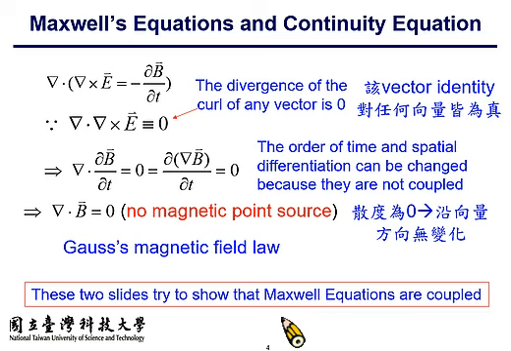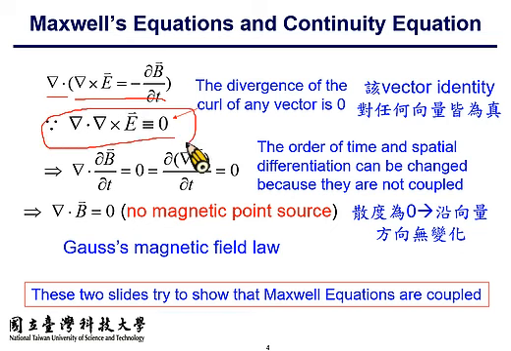All right, so let's begin with Faraday's law. Here we have Faraday's law in differential form. The curl of E equals the negative of the time derivative of B. If you take the divergence on both sides, then the left hand side goes to 0 because this is the so-called vector identity.